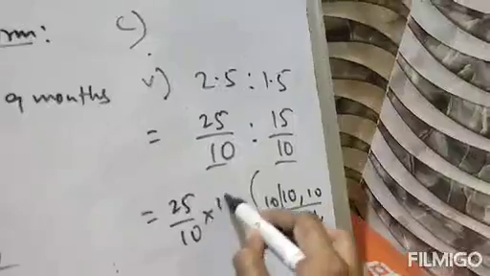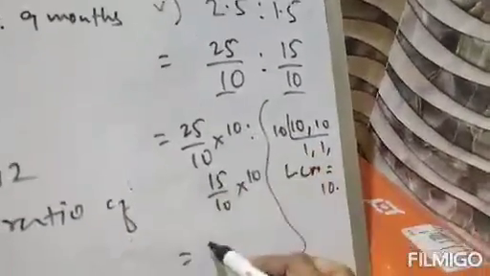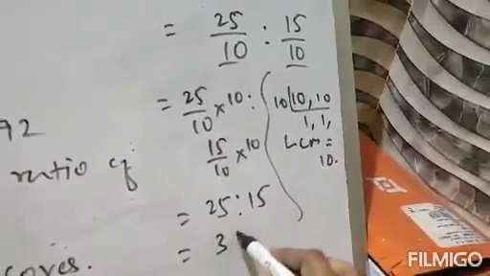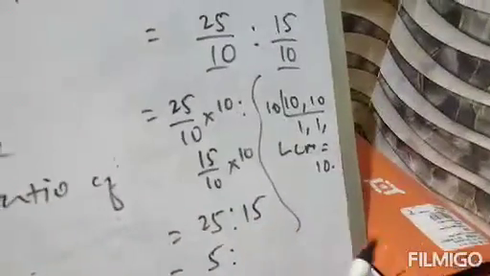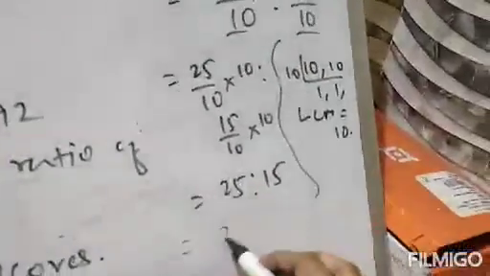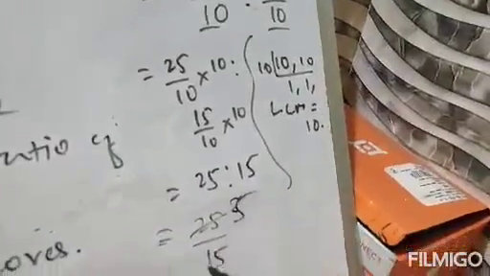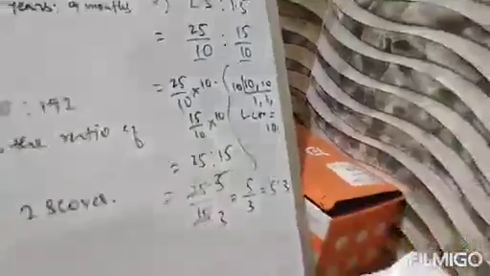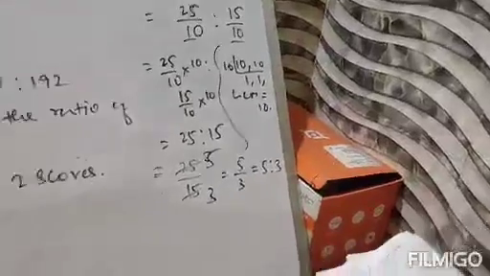25 by 10 into 10 is to 15 by 10 into 10. So 10 will reduce, this is 25. Here 10 will reduce, this is 15. Now simplify. Reduce it by 5. 25 is to 15 means 25 by 15. Now 5 5s are 25, 5 3s are 15, that means 5 by 3, that means 5 is to 3. Simplest form is 5 is to 3. Clear?